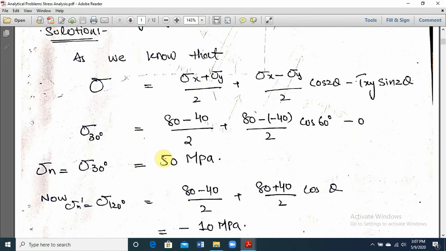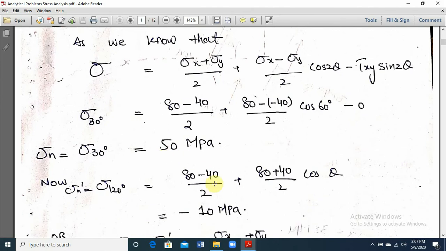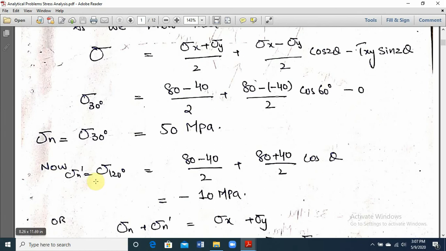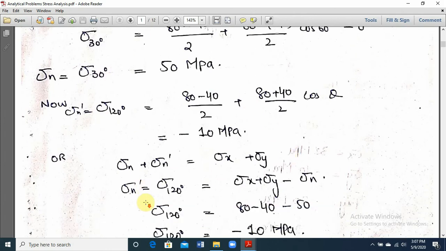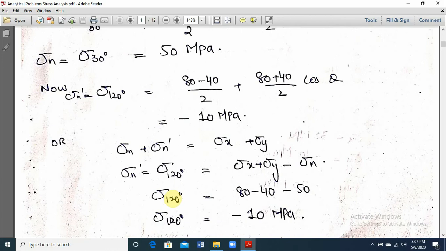Now similarly, you can find out the value at 120 degree. You can put the value of theta as 120 degree in this formula, and you will get the value of sigma 120 or sigma n dash. There is another process as well. You can write that sigma 30 plus sigma 120 will be equal to sigma x plus sigma y, and you can easily find out the value of sigma 120, which is equal to what?